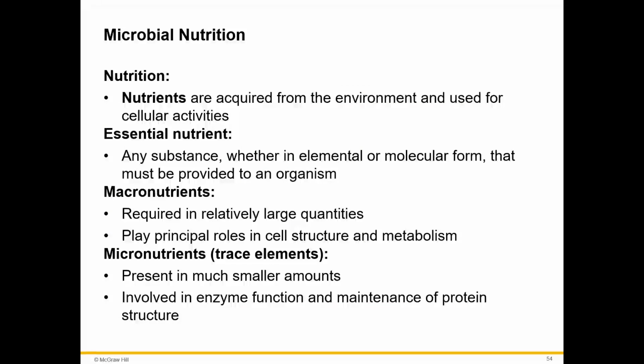In this section, I'm going to talk about microbial nutrition and microbial relationships. So, nutrition. Nutrients are acquired from the environment and used for cellular activities. An essential nutrient is a nutrient that cannot be made by that organism. It must be provided by another organism or from the environment.